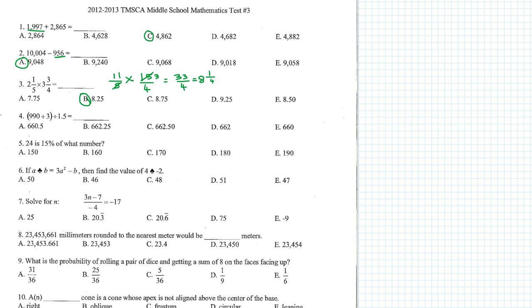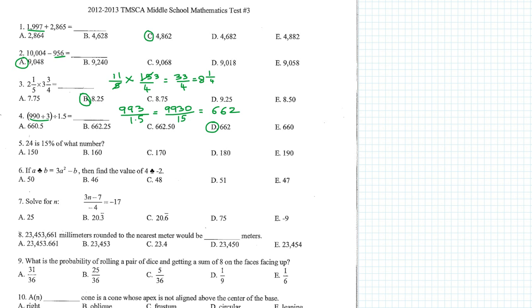Question 4. 990 plus 3 in parentheses divided by 1.5. So it's important that we first solve what is inside the parentheses. So we get 993 and that's divided by 1.5. So we can rewrite this as 9930 divided by 15. So if we divide this number by 15, we get 662. So D is the correct answer.